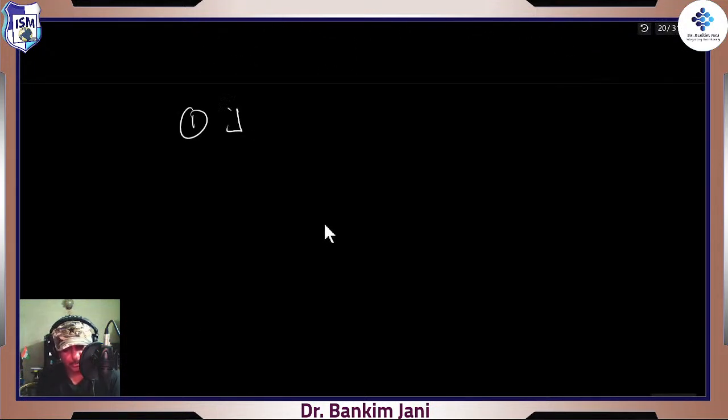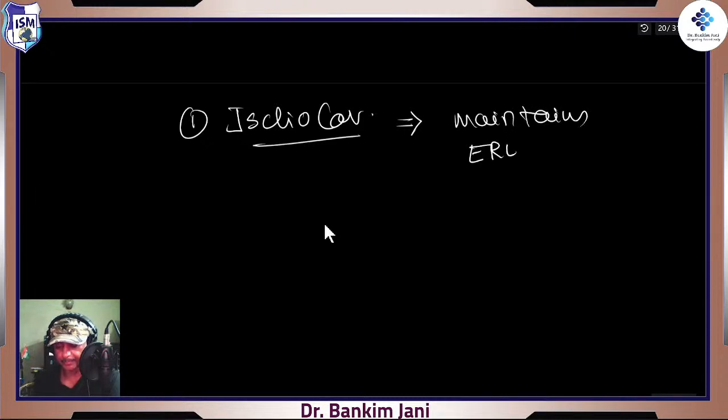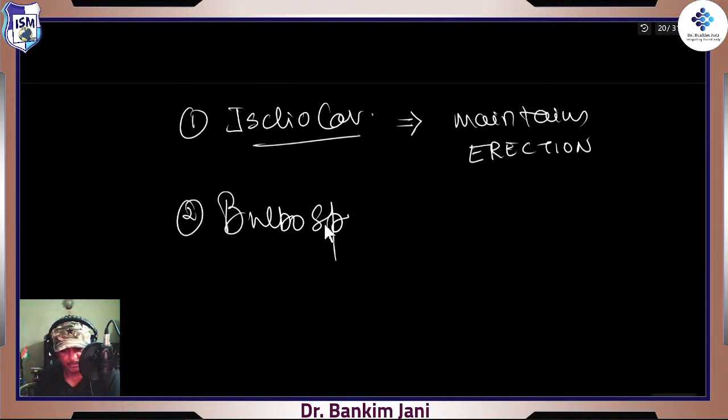Now, say this ischiocavernosus. This is an important muscle for males, because this is the muscle which covers the crus penis. So it is this muscle which maintains erection. The important muscle is actually the bulbospongiosus, right? Now, the bulbospongiosus, as we were telling, has got two functions.